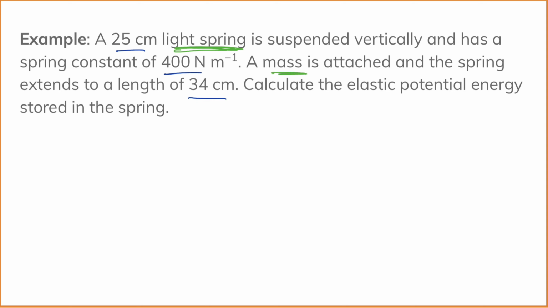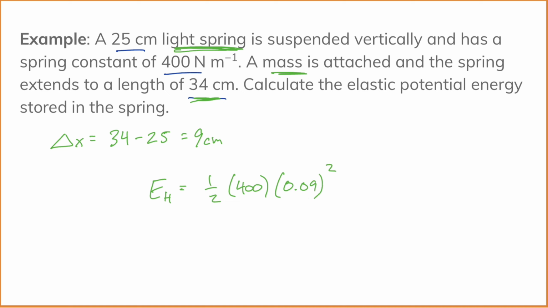Now we don't know what the mass is, but we know the extension of the spring. The extension, the change in x, is going to be equal to 34 minus 25, which is 9 centimeters. So the elastic potential energy stored in the spring is going to be 1/2 times 400 times 0.09 squared. We've got to make sure that the displacement here is in meters, not in centimeters, and we get a value of 162 joules. And so that's the amount of energy stored in the spring.